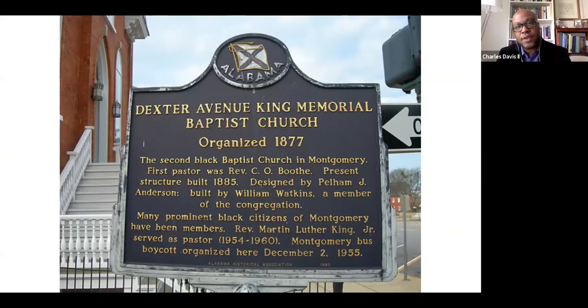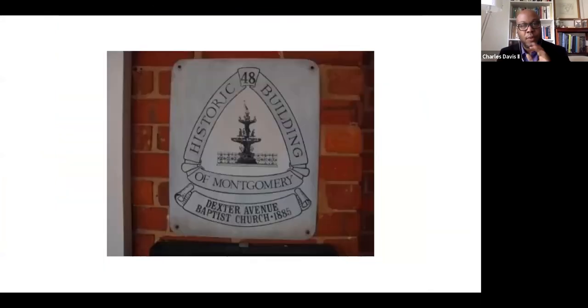I just include this to give you a sense of how it is memorialized within the state, both at the state level and the national level. And what's interesting is that both of these kinds of plaques that you see here also appear on the Jefferson Davis statue and on the first White House of the Confederacy. So there's a conscious effort in Montgomery to be preserving the physical legacies of both the Confederacy and the civil rights movement.